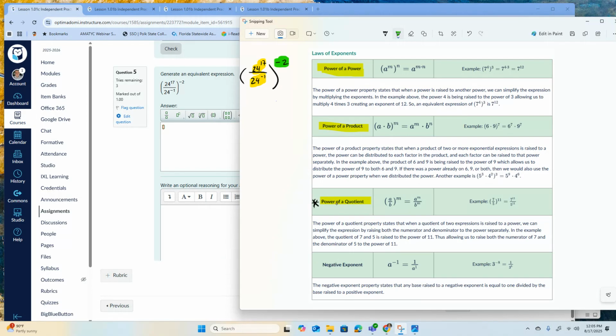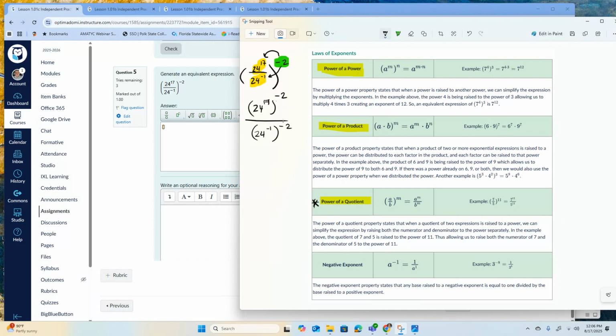According to the power of a quotient, I'm going to take the top of my fraction, the 24 to the 17th power, and raise all of that to the exponent I highlighted in yellow, outside the parentheses, the negative second power, over. Now I'm going to do the same thing with the bottom of the fraction, 24 to the negative first power. All of that I'm going to raise to the exponent I highlighted in green, outside the parentheses, which is the negative 2 power. So basically I gave the exponent negative 2 to the top of the fraction and to the bottom of the fraction. That's basically what I did.